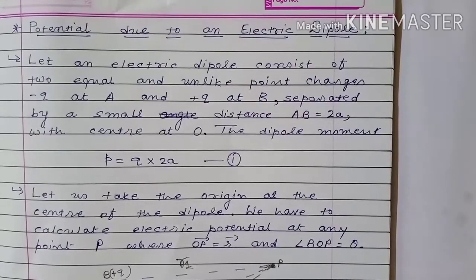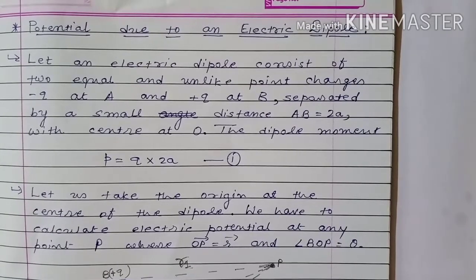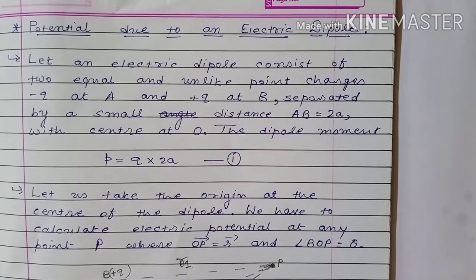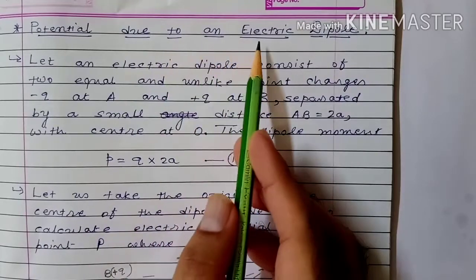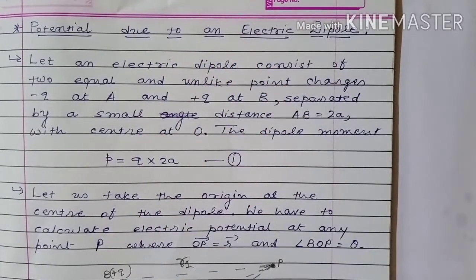My dear students, today we will study potential due to an electric dipole. This is an important theory of this chapter. First of all, we have to find potential due to an electric dipole. So first we should consider one electric dipole.